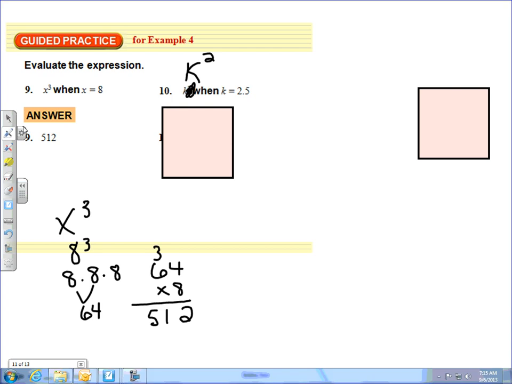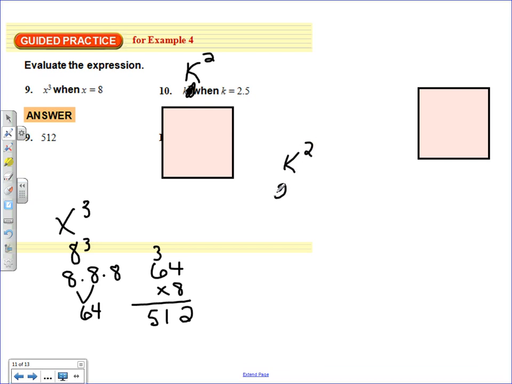Number 10, the problem given is k squared, and k has a value of 2.5. So it becomes 2.5 squared. Once again, 2 is one of those exponents that has a special name. In this case, it's squared. So it could be 2.5 to the 2nd power or 2.5 squared. So what that means is a product is 2.5 times 2.5. So we do have to do a little bit of math here. We're multiplying decimals. If you recall, multiplying decimals, we're going to multiply and then count our decimal places.